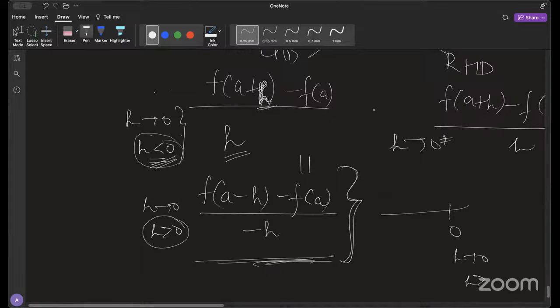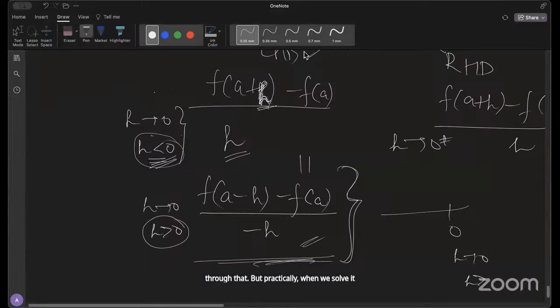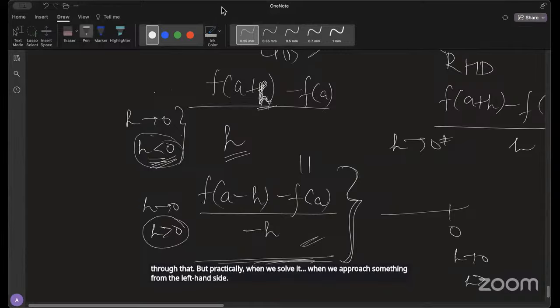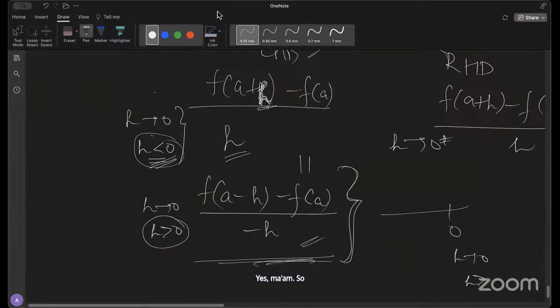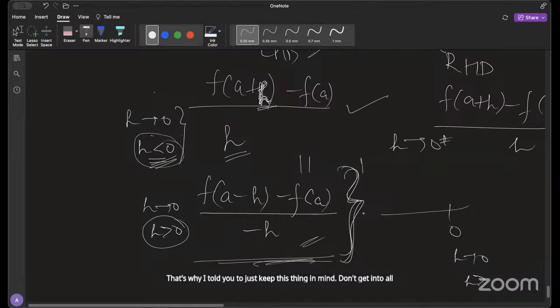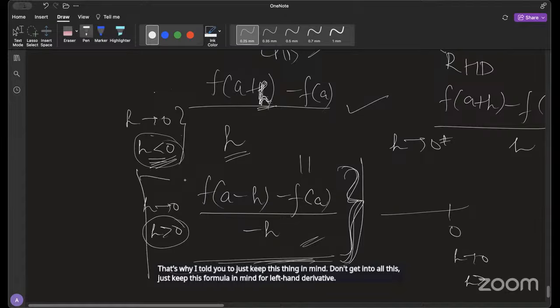So you solve it by the below what you have written through that. Yeah, I've used this one. But practically, when we approach something from the left-hand side, yes, ma'am. So in a way, we are saying it by calculating it, like just replacing the sign. That's all, I guess. A little complicated, ma'am. A little bit, maybe. That's why I told you to just keep this thing in mind. Don't get into all this. Just keep this formula in mind for left-hand derivative. That's all.